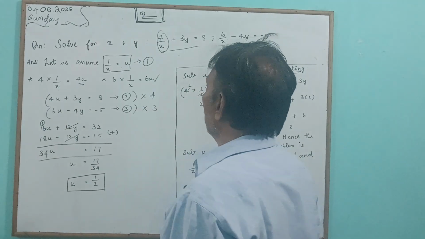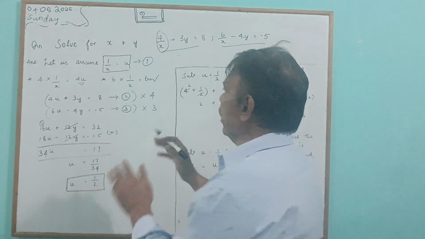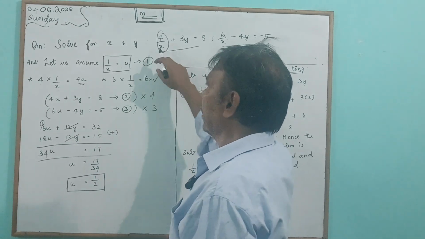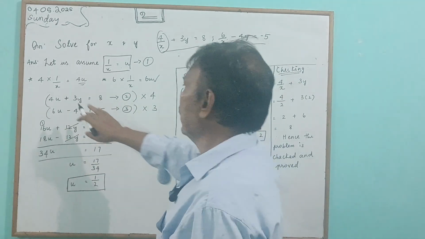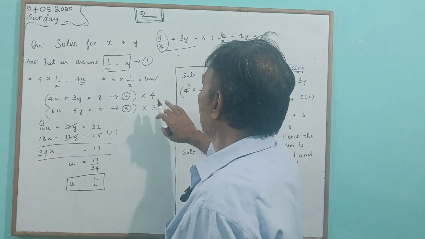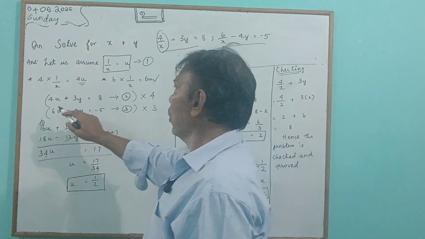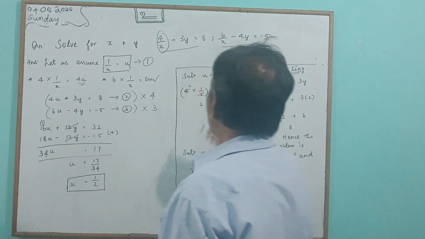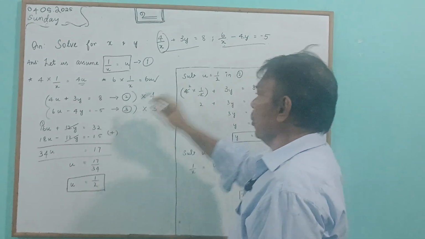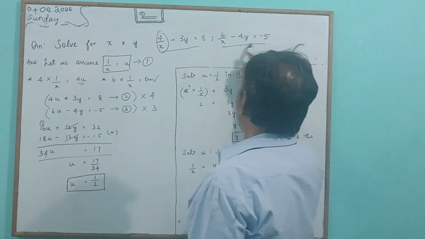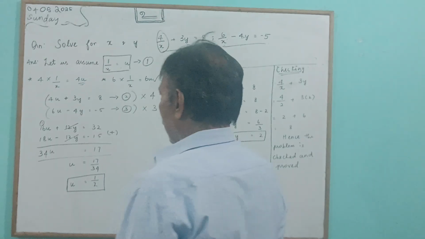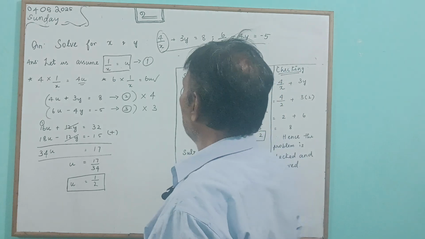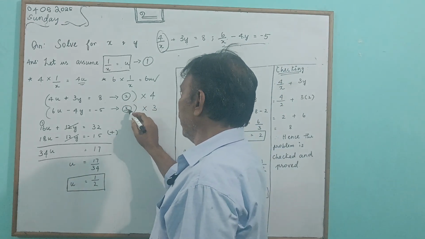Okay. So, now we have got it in the form of a normal linear equation. This 1 by x has become u. So, this is the normal form of equation. Now this 4 by x becomes 4u plus 3y equal to 8. And the 6 by x becomes 6u minus 4y equal to minus 5. Okay, there are two equations you have to solve. So, this is equation 2 and equation 3.